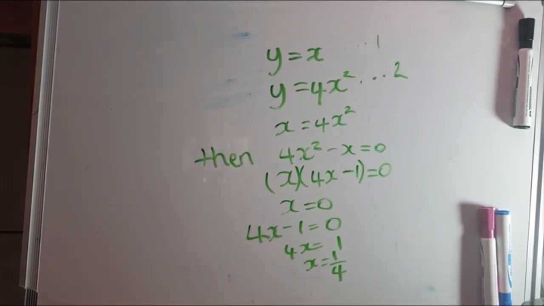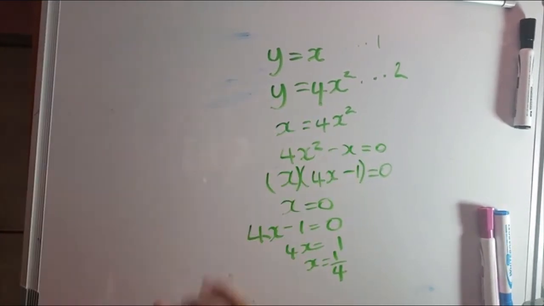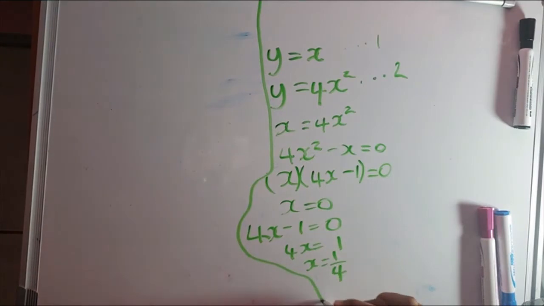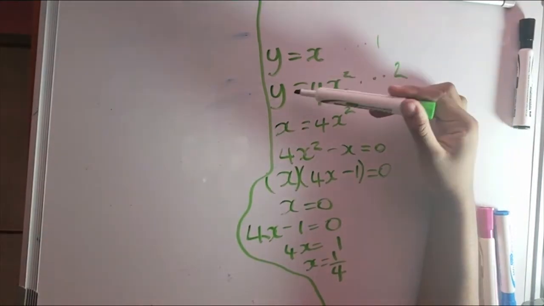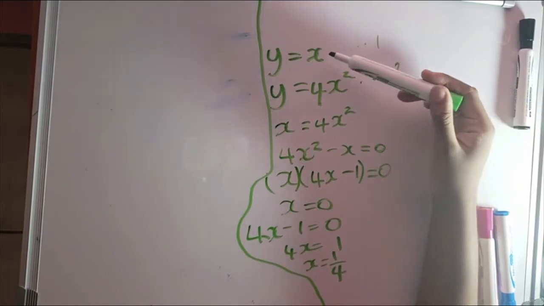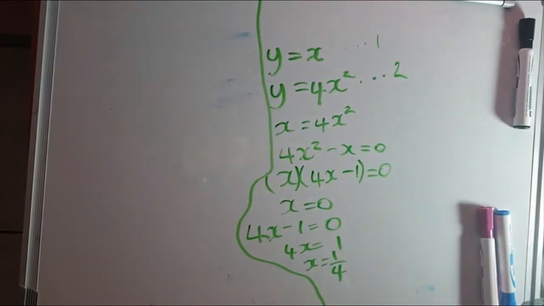Another way that we could solve this, I don't want to take everything off of the board, so I'm just going to put it over this side. So what if we wanted to do it the other way? Instead of saying, okay, y is equal to 4x squared and then putting equation 1 into equation 2, we could have put equation 2 into equation 1. That shows it doesn't matter.